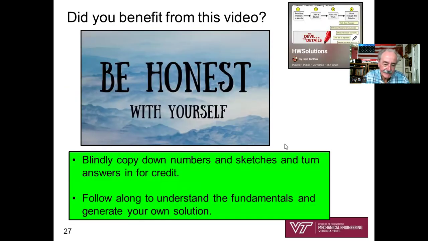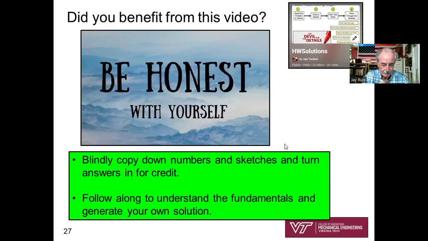Okay, I hope you got something out of this video in terms of working through the steps. I tried to illustrate the thinking involved to go step by step. Clearly, formulas in the book would not have helped you solve this problem at all. So be honest with yourself. There's two ways you could have utilized this video. Method number one, blindly copy down the numbers, blindly copy down the sketches as best you can, turn those answers in for credit, and you're going to get credit. 10 to 15% of your final grade is going to be your homework.